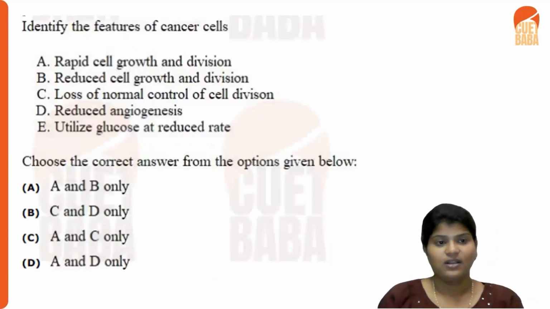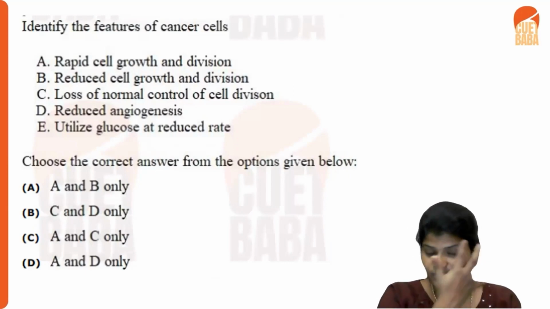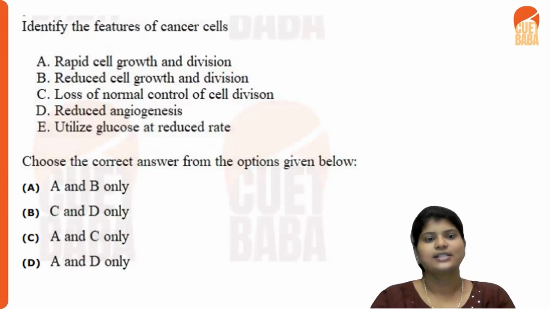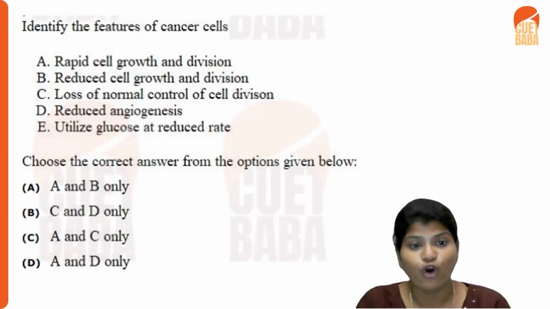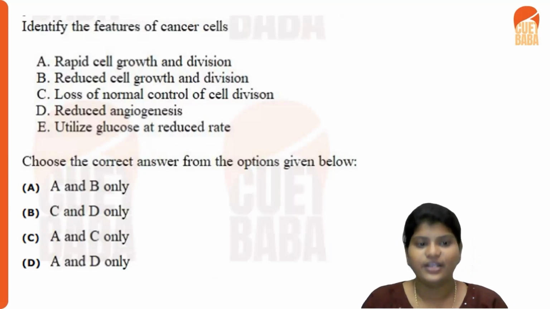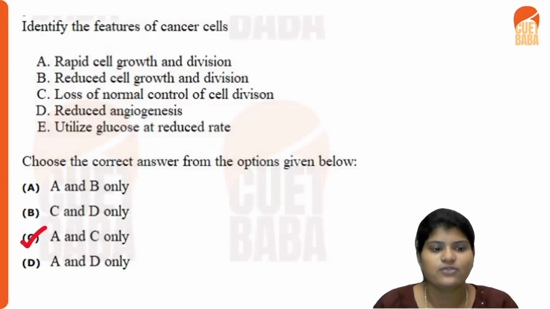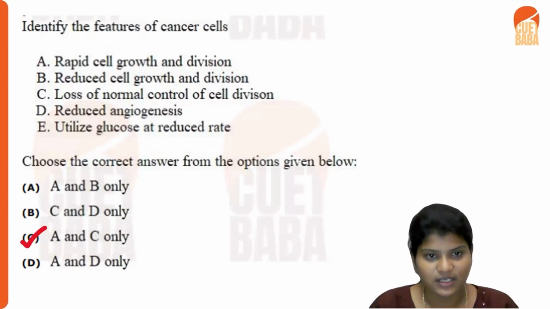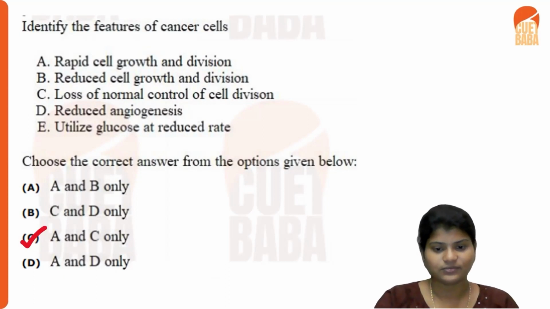And the next one: identify the features of cancer cells. The first one, rapid cell growth and cell division; reduced cell growth and division; loss of normal control of cell division; reduced angiogenesis; utilizing glucose at a reduced rate. We need to identify the correct options. It is A and C: rapid cell growth and division, and loss of normal control of cell division. The remaining are not features of cancer cells. So option C will be the correct answer.